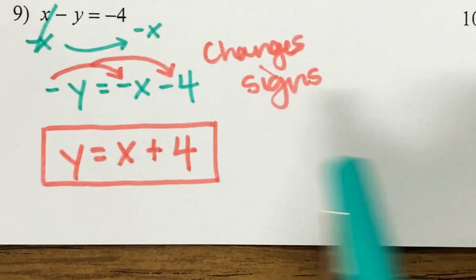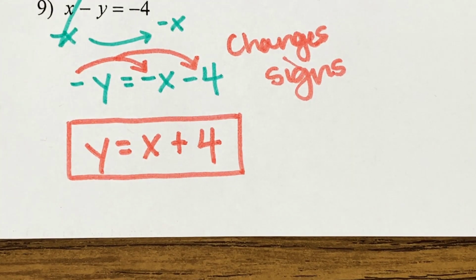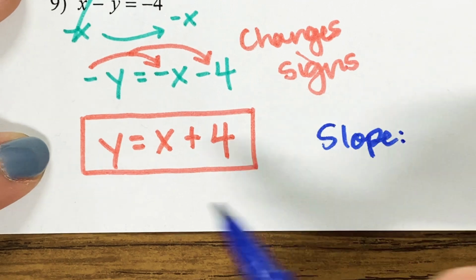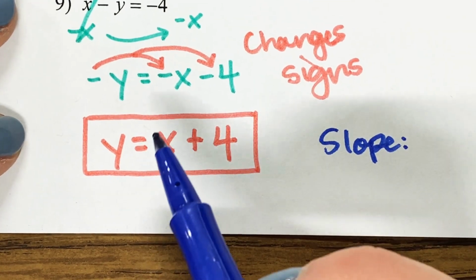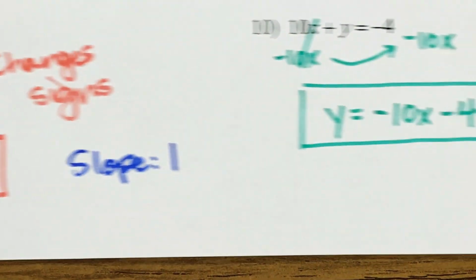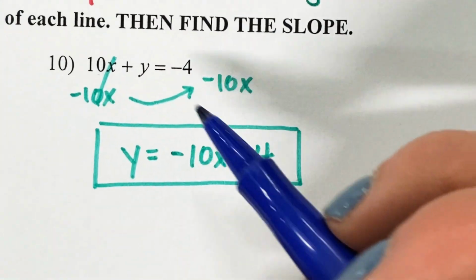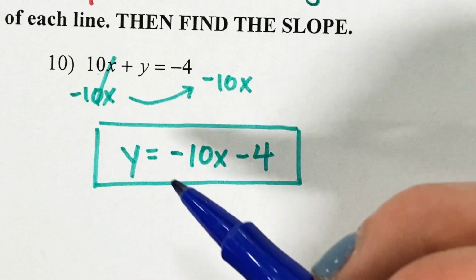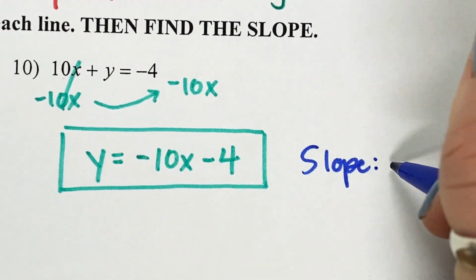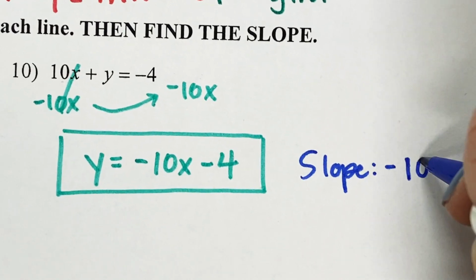Okay, well now that we've rewritten them, let's identify the slope. So for number 9, we're going back to number 9. What is my slope? What is the number that's right in front of the x? It's that invisible number 1. Okay, and what is my slope for number 10? It's the number right in front of the x. So we know our slope is negative 10.